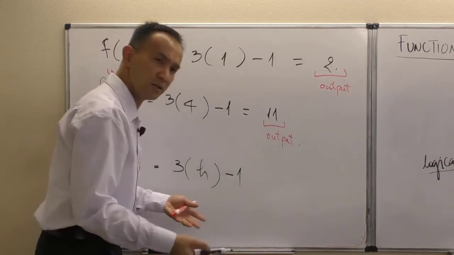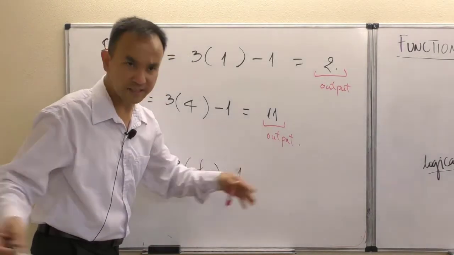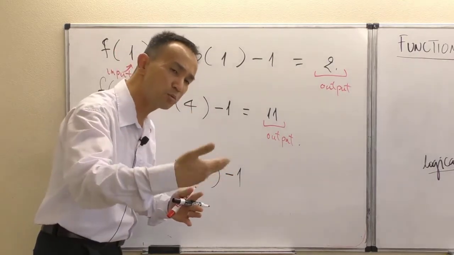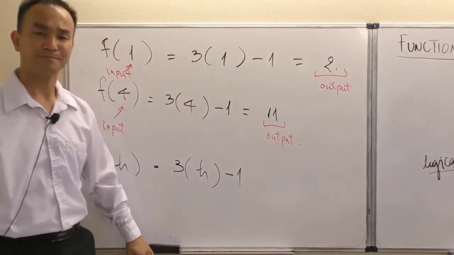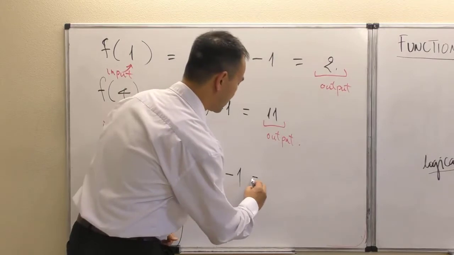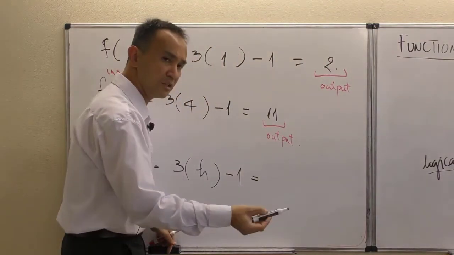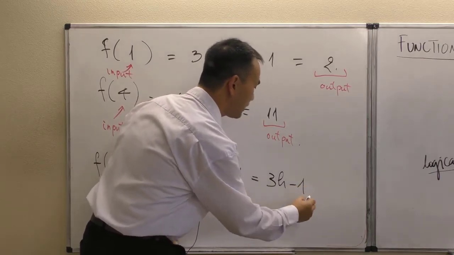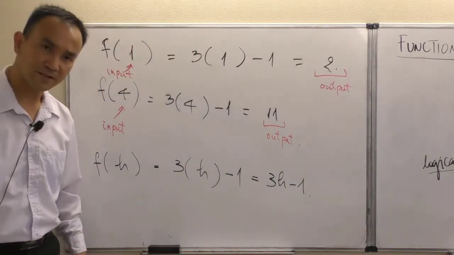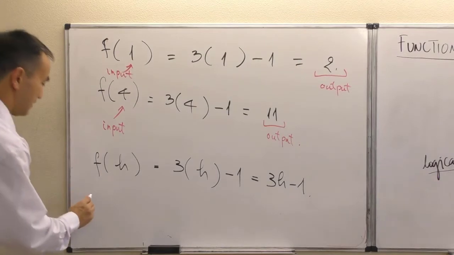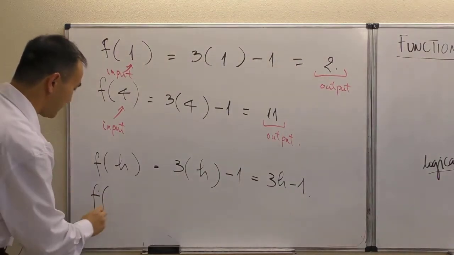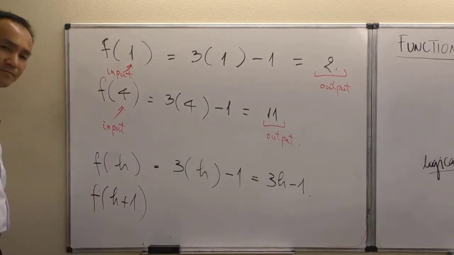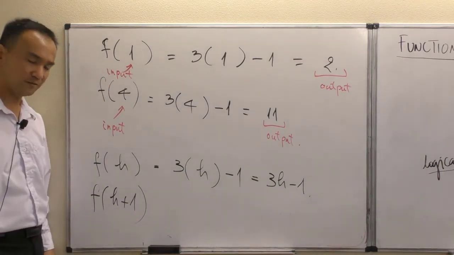So consequently, and it's the way it is, anyone arriving at this video lesson should be fluent enough with substituting an expression into another expression. So we consequently ended up with something, instead of a number, we ended up with another expression, 3h minus 1. And even further, we can go f of h plus 1, for example. F of h plus 1.